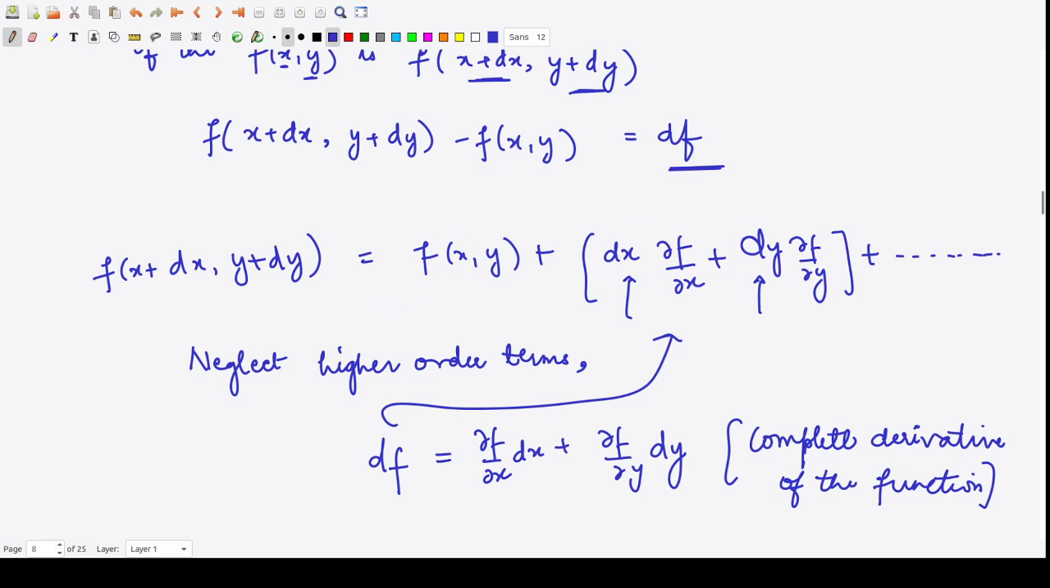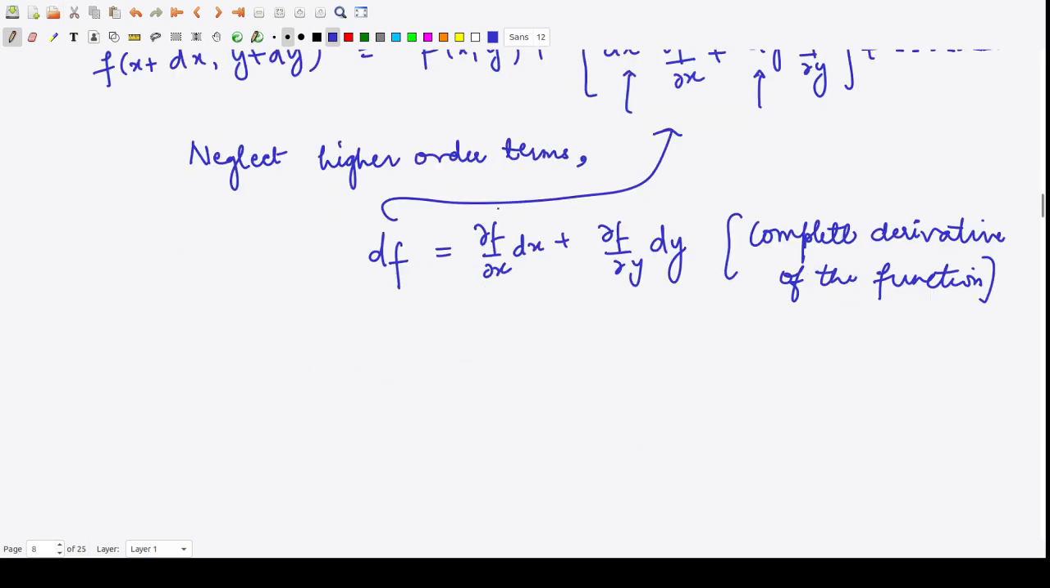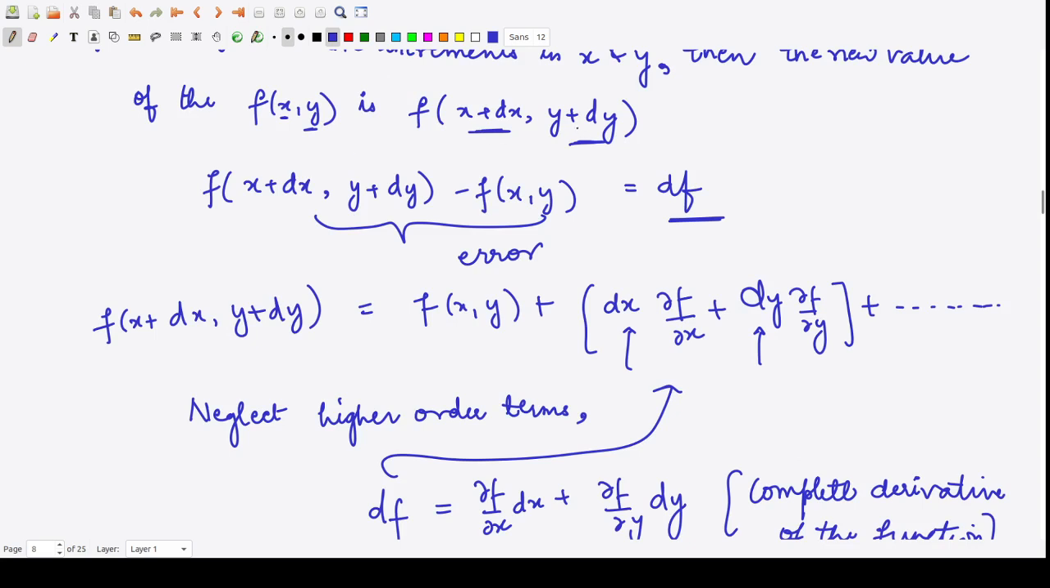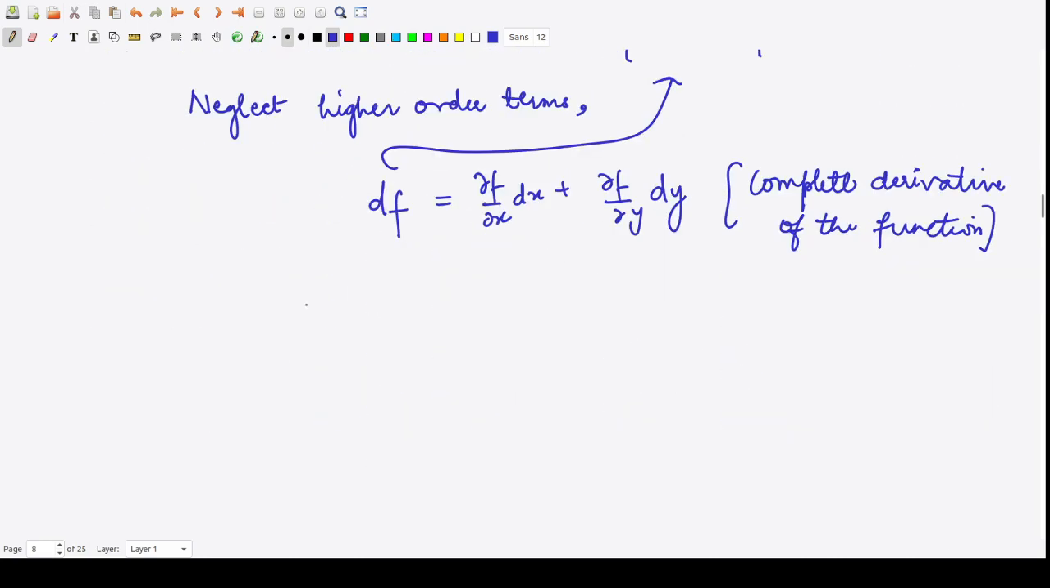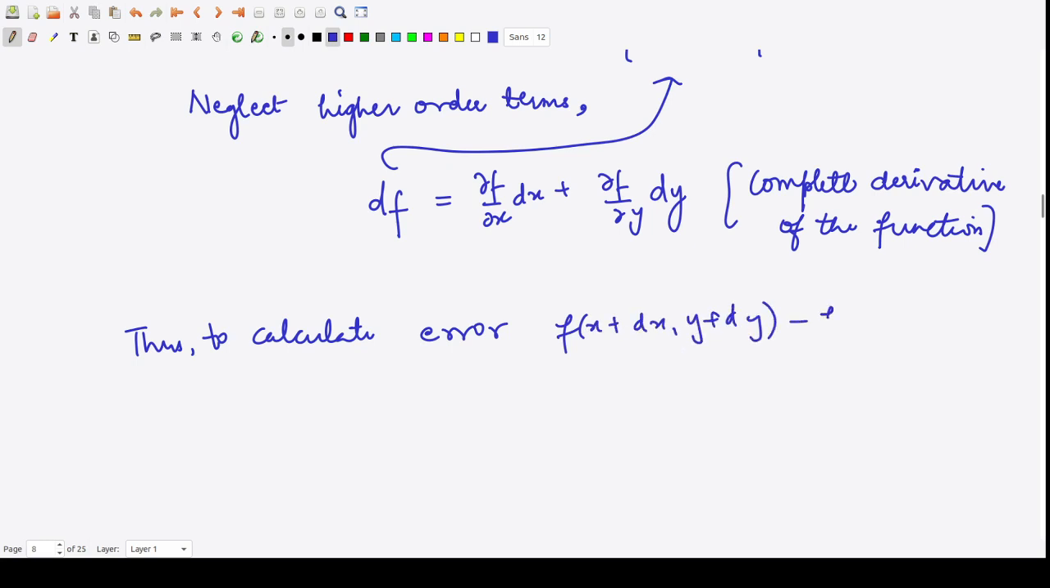So from here we have noticed that this was the corresponding error. Your error in the function is denoted by df. If you calculate the complete derivative of the function, you are basically calculating the error in the function. So to calculate the error, f of x plus dx, y plus dy minus f of x, y, we compute df, that is the complete derivative of f.